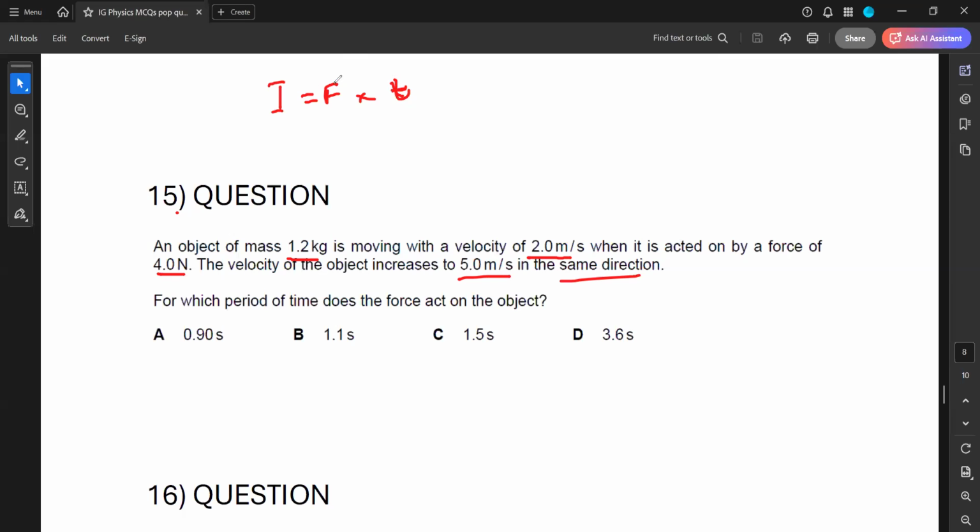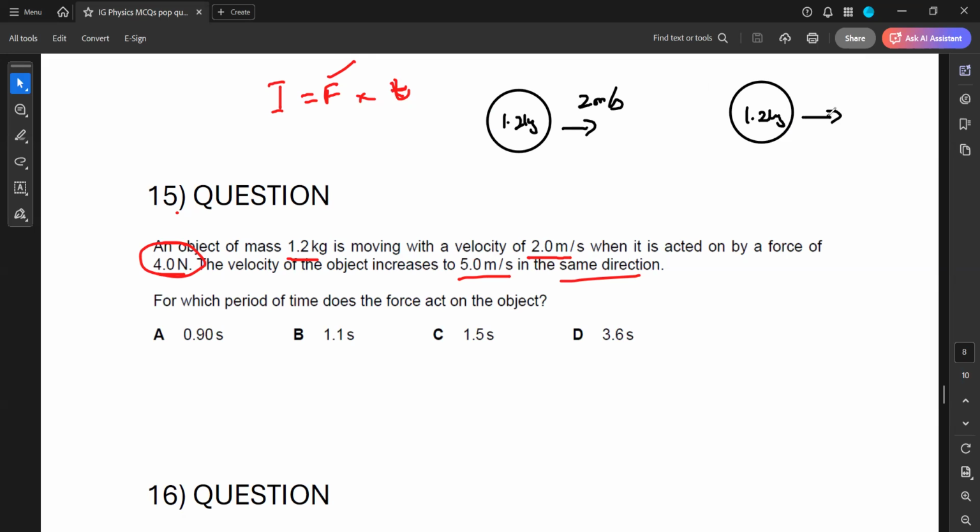We have the force that is given to us: the force is 4 Newton. We can also work out the impulse. How can we work out the impulse? They mentioned the object does not change direction. The object continues to move in the same direction. So the mass of the object is 1.2 kg and it is moving at a speed of 2 meters per second. The same object of mass 1.2 kilogram continues to move in the same direction at a speed of 5 meters per second.